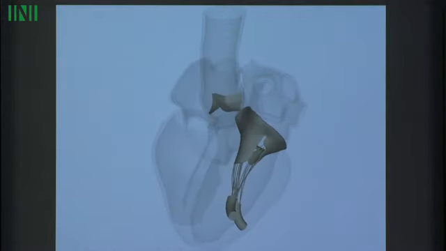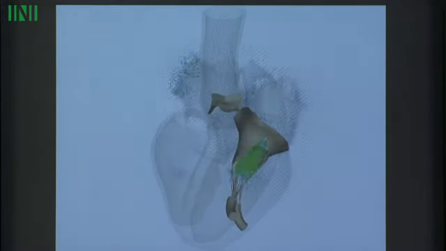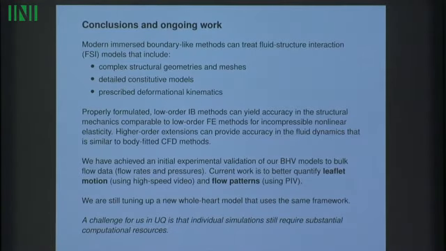This is a visualization of the flow that's generated in the model. It's slightly higher resolution than what I was showing you a minute ago. So I'll stop there. You can read my conclusions if you like, but thank you very much.